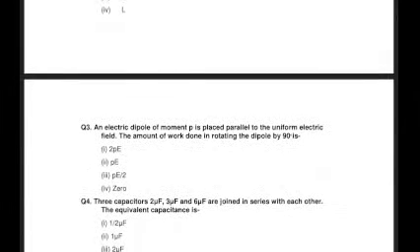Question number 3. An electric dipole of moment P is placed parallel to the uniform electric field. The amount of work done in rotating the dipole by 90 degrees is 1. 2PE, 2. PE, 3. PE by 2, 4. 0. Correct. The answer is PE.